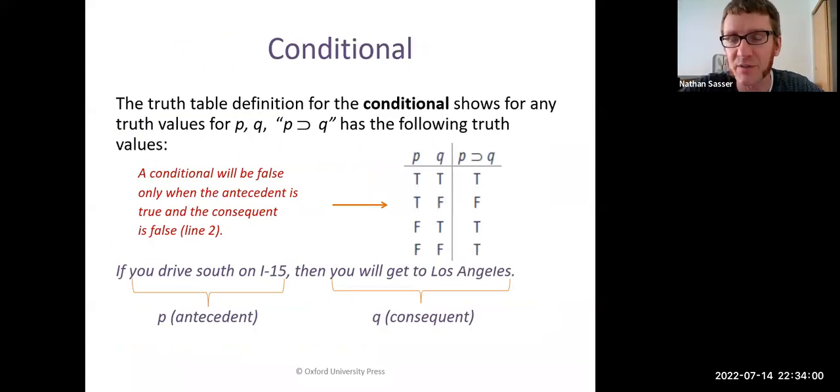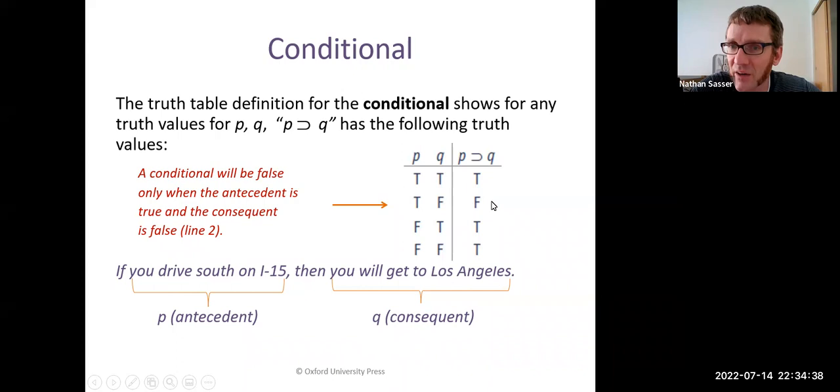Next, conditional statements. The horseshoe. All right, this one also gets subtle, all right? A horseshoe, a conditional statement is an if-then statement. If this is true, then that's true. If you drive south on I-15, then you're going to get to Los Angeles. Now, let's look at this truth table here that defines the truth conditions for the horseshoe. If P is true and Q is true, then the horseshoe is true, right? It's true that if you drive on I-15, then you'll get to Los Angeles.